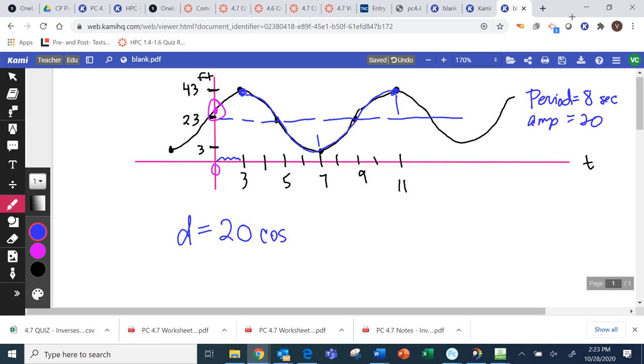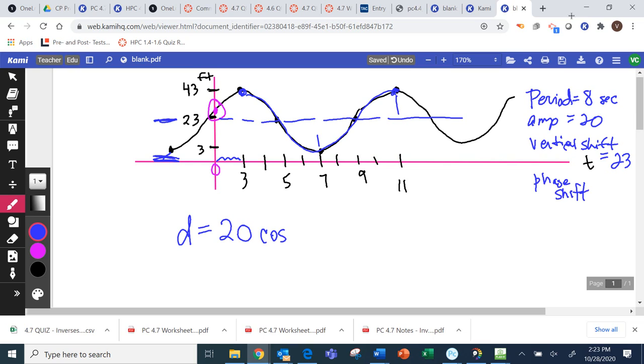Do we have a vertical shift? Yes, because normally the 23 would be a 0. So it'll be 23. Up 23. Do we have a phase shift?